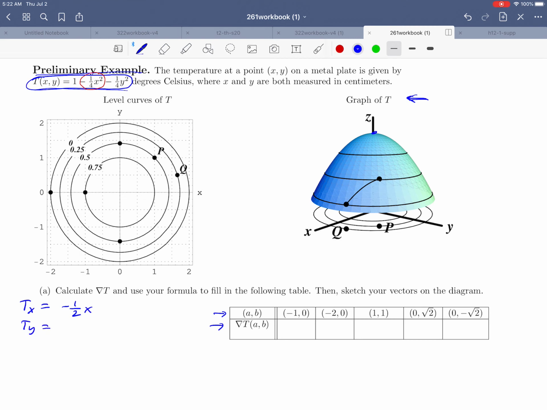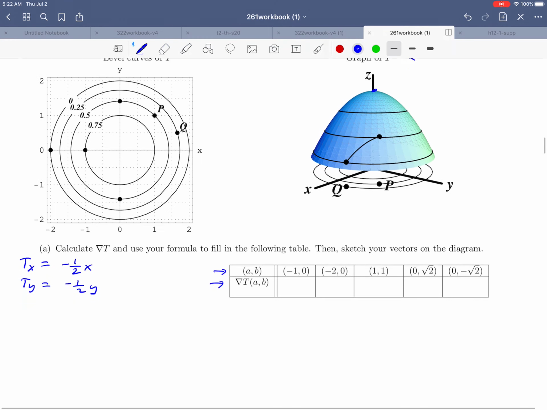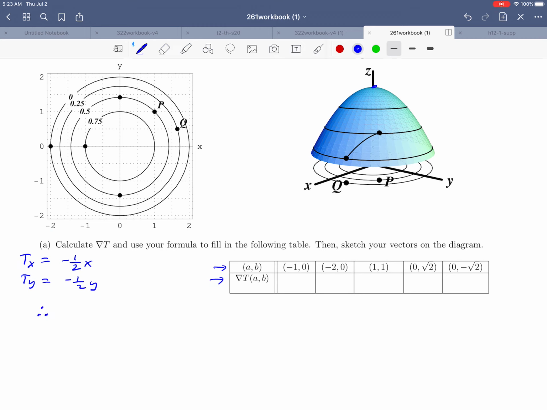Similarly, for the derivative with respect to y, the first two terms are going to go away, and we're just going to end up taking the derivative of the third term. That's going to give us minus a half y. Those are our two partial derivatives, which means that the gradient, by definition, is just the derivative with respect to x, i, plus the derivative with respect to y, j. The two components are just those partial derivatives that we calculated.